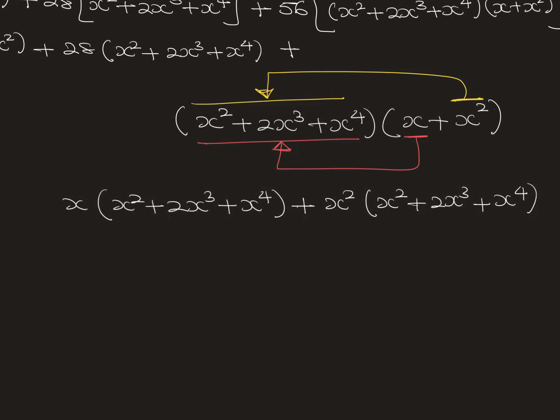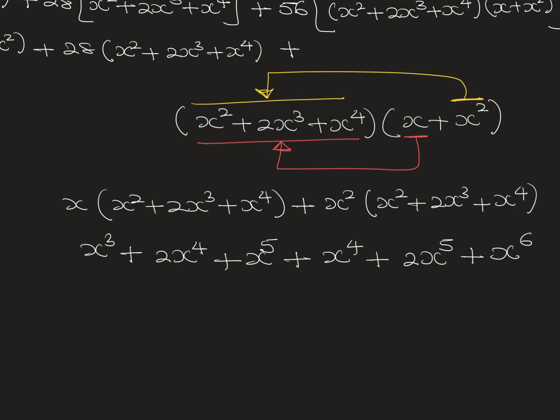So x times x squared is x to the power 3, plus x times 2x to the power 3 is 2x to the power 4, plus x times x to the power 4 is x to the power 5, plus x squared times x squared is x to the power 4, plus x squared times 2x to the power 3 is 2x to the power 5. Then plus x squared times x to the power 4 is x to the power 6.